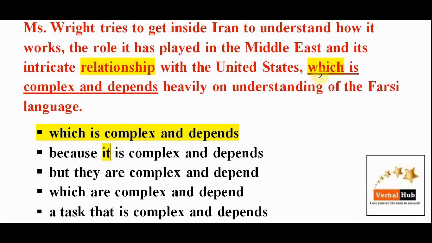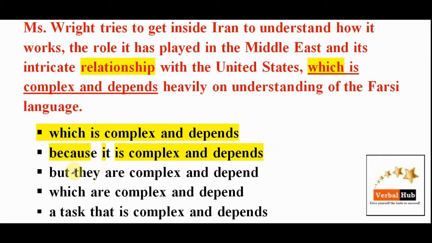Option B, because it is complex. What is complex? Is it United States? It is relationship or something else? So it does not have any antecedent. What if we consider relationship? The problem will remain same as what was with which. Relationship is complex and depends on understanding of the Farsi language. That is incorrect. Actually, it says the role it has played and something that is complex and depends heavily on understanding. Now option B out.